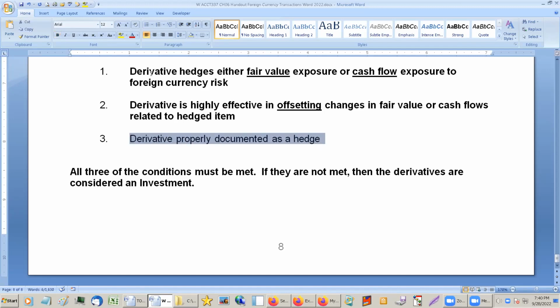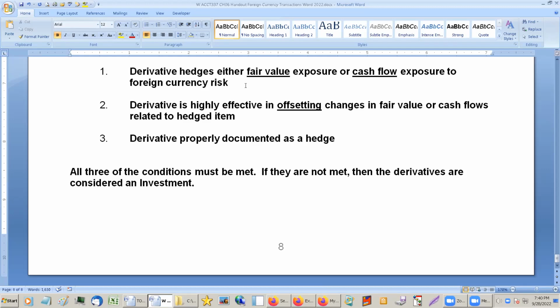The derivative must be properly documented as a hedge. In other words, it's for a specific transaction that has happened, or transactions, it could be more than one, but it is documenting what it is actually offsetting. It can't just be generally offsetting, oh, we have business in India. It has to be specific to that it's actually offsetting a specific transaction or transactions. So all three of those have to be in.